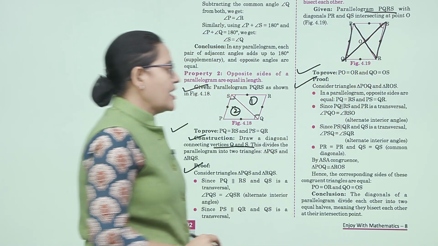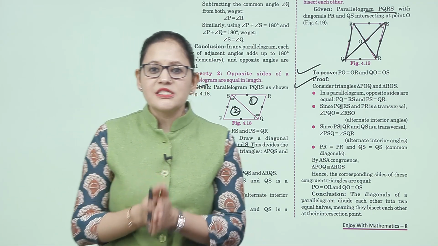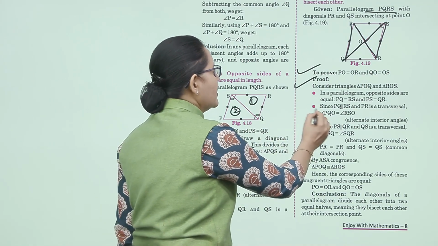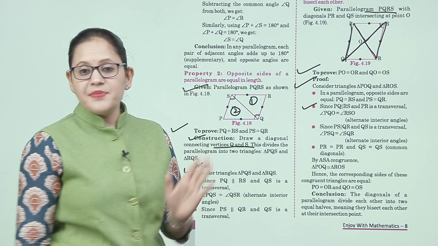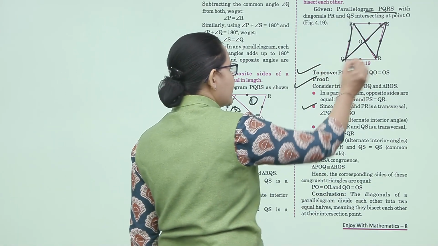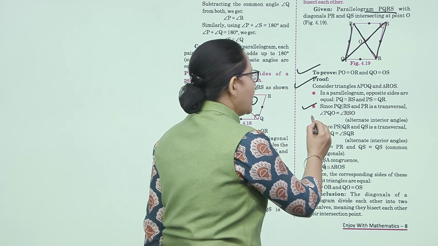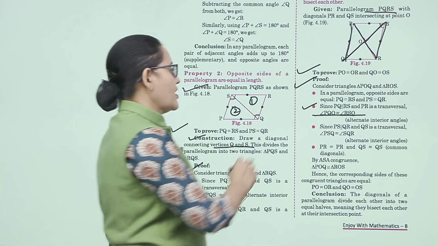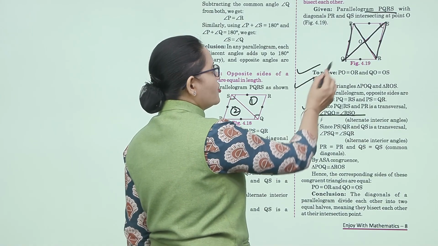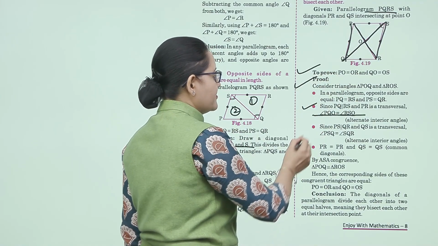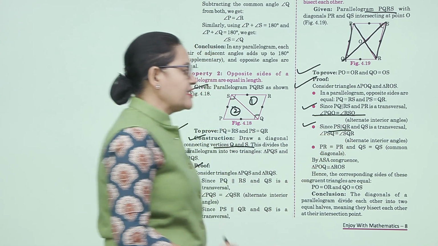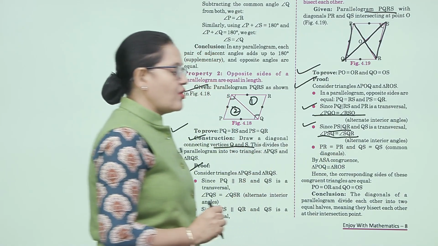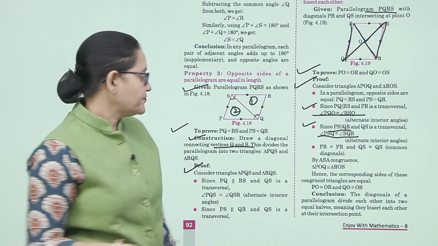These two triangles. In the parallelogram, we know that the opposite sides are equal. That means PQ and RS, and PS and QR are equal. Clear? Since PQ is parallel to RS and PR is the transversal, angle PQO and angle RSO are equal, alternate interior angles. Since PS is parallel to QR and QS is the transversal, angle PSQ and angle SQR are alternate interior angles.